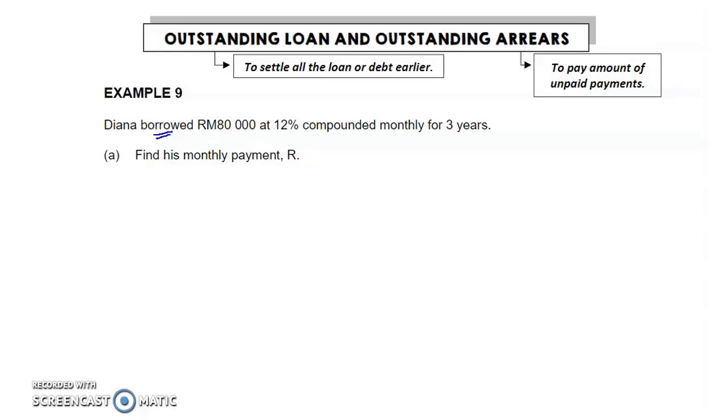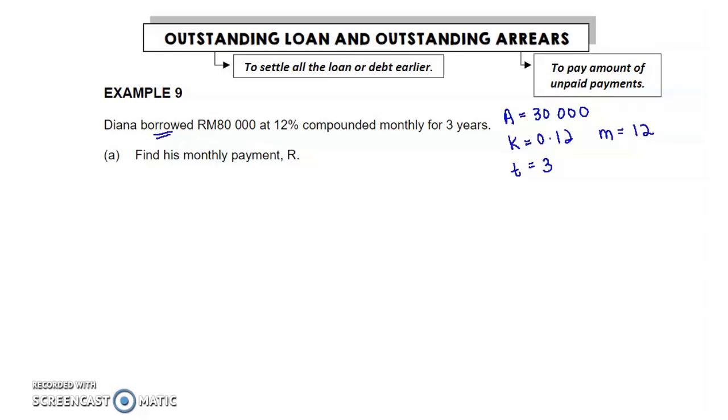So extract the info given. A is 80,000, the present value. 12% compounded monthly, so K equals 12%, M equals 12, for 3 years. If compounded monthly, then the payment must be paid on a monthly basis. Find his monthly payment, which is value R.